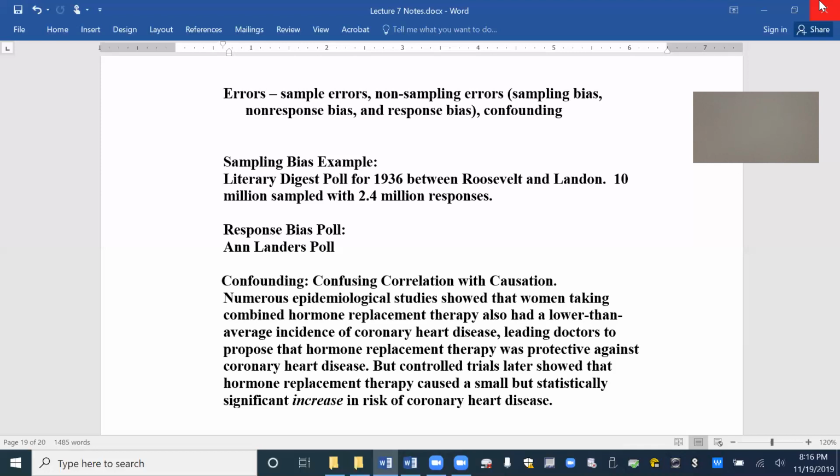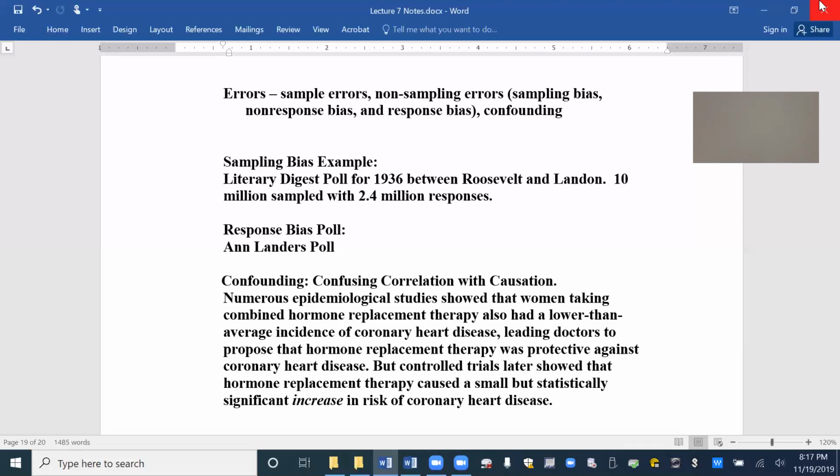Here's a study. Numerous epidemiology studies showed that women taking combined hormone therapy for menopause had a lower rate of coronary heart disease. Women would take hormone therapy to ease the symptoms of menopause, and they found that these women also had lower than average incidence of coronary heart disease. So those women who were on the hormone therapy had lower coronary heart disease.